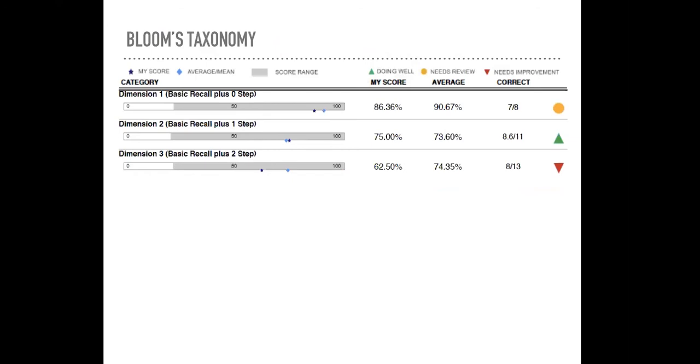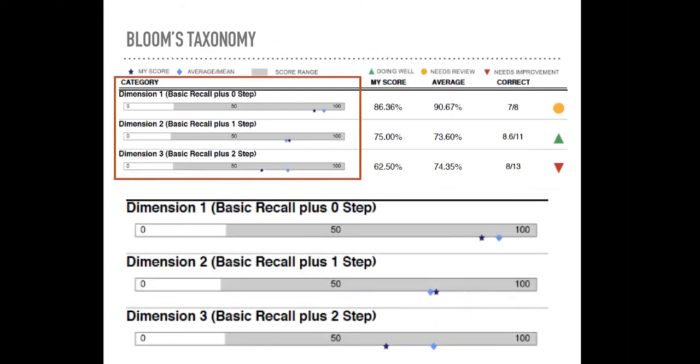So I'm going to blow up this area just a little bit more so that you can see it bigger in case you haven't looked at one of these reports before. But this is a strengths and opportunities report. So this student, particularly, we are looking at Bloom's taxonomy. So at our school, we divide Bloom's taxonomy into 3 levels or 3 dimensions instead of the full 6 levels of Bloom's taxonomy.